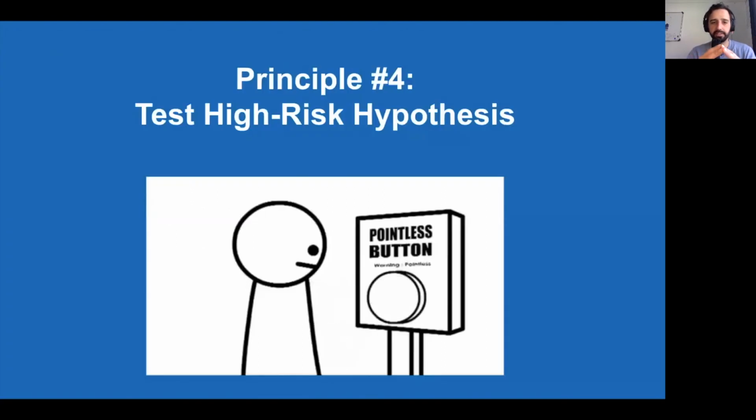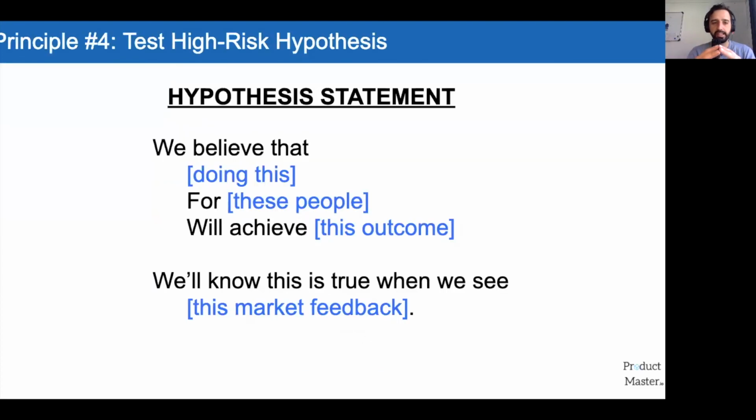Right. Principle number 4. So test high risk hypotheses. So what is a hypothesis statement? This is where your UX designers will sit down and start understanding what the product is, what is the why, and there we go. A nice way to do it is, we believe that by doing this for these people, we will achieve this outcome. So again, you're starting to unpack who you're doing it for and what you're trying to achieve. We will know this is true when we see this market feedback. So now you're actually starting to look at those key results, those measurable things that are going to drive your product home or make it successful.